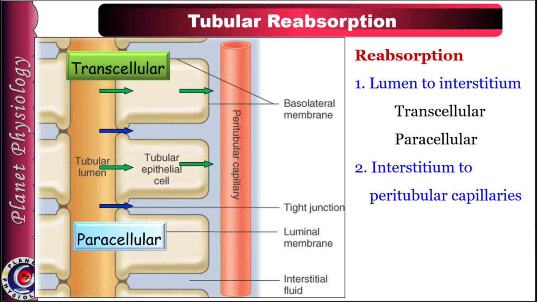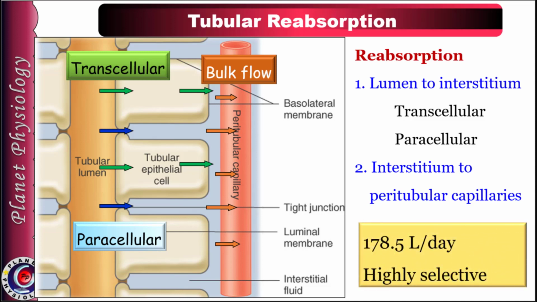In the second step, water and solutes are transported from interstitial fluid into the peritubular capillaries via bulk flow. Tubular secretion occurs in a reverse direction, where substances are transported from peritubular capillaries to the interstitium and then into the filtrate. If you remember, GFR is 180 liters per day. So out of this 180 liters, 178.5 liters is absorbed in a day by the renal tubules. This process is highly selective and allows conservation of all the important substances and excretion of waste products.